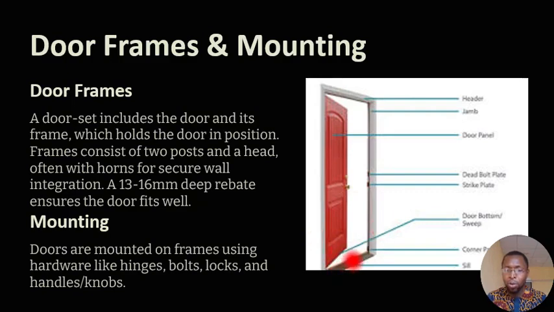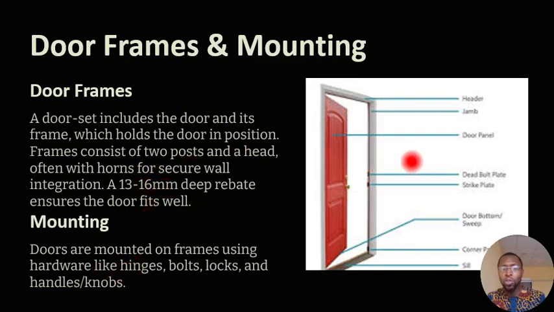Sometimes there is no bottom. It has the head, the horizontal part here, and then two posts, this part and this part. Sometimes the head is called the header, while the post is referred to as the jamb. So we have two jambs or two posts and one head. It's made for mounting of the door, and usually it is 13 to 16 millimeters deep. For one to have a door frame, the depth should be within that range.